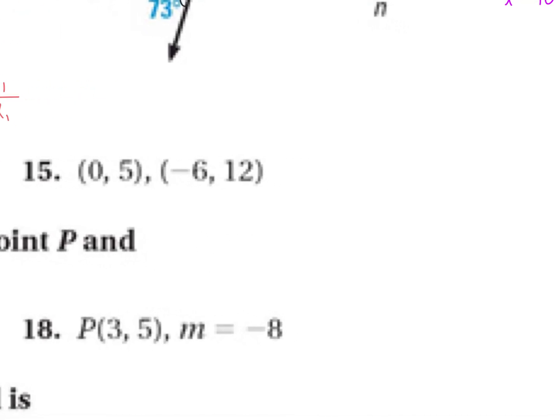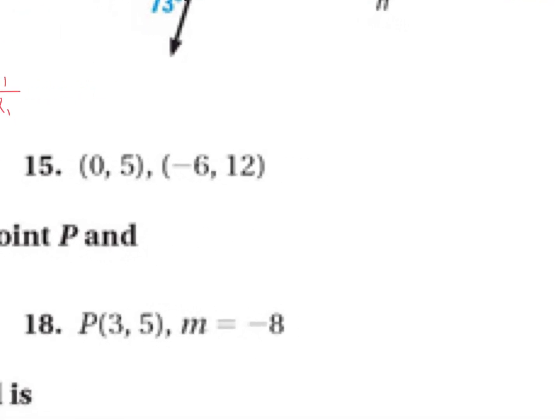Going to 15. Again, still using the formula, I'm going to have 12 minus 5 over -6 minus 0. It's going to give me 7 over -6, which is the same thing as saying -7 over 6. You could have left it that way.